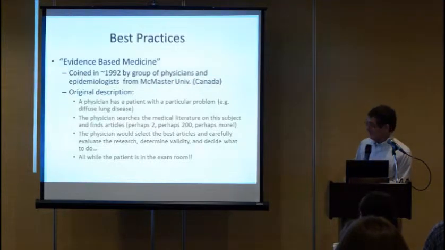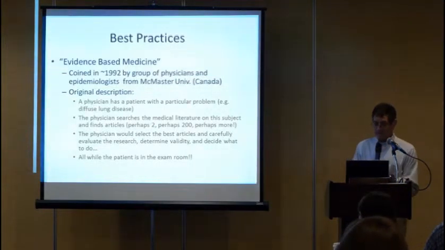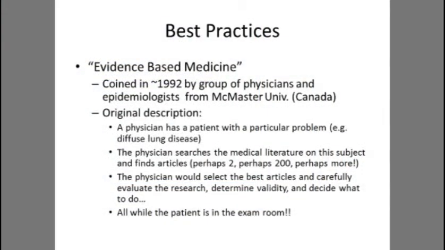The original description provided by this group of physicians and epidemiologists at McMaster University was as follows. You have a physician who has a patient with a particular problem. We'll say, how about diffuse lung disease? That's a good one to start with, just a guess. So the physician's job is to search the medical literature on the subject and find those articles relevant to it. Could be 2, could be 200, it could be 2,000.